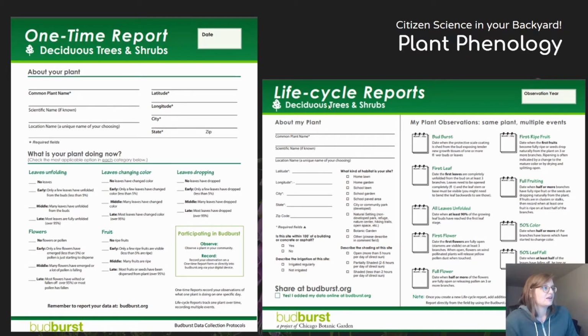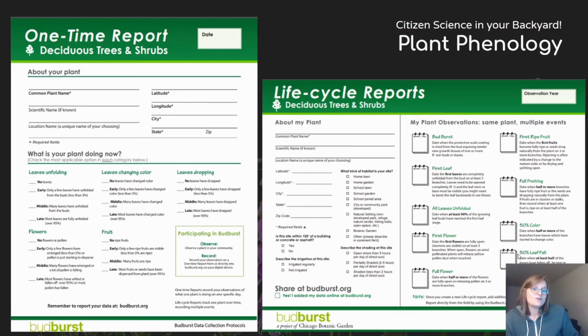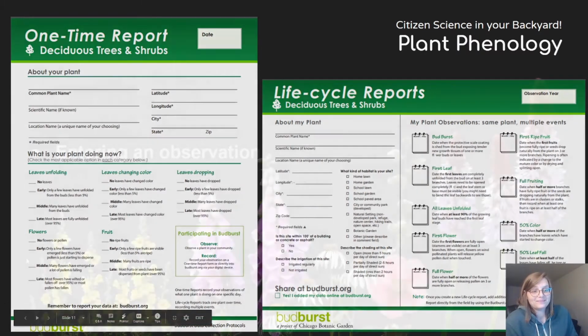You can see here on the life cycle report, you'll definitely hold on to this sheet for a while because they're wanting you to capture the dates of all of these different phenophases, even all the way into the changing of leaves and leaves falling. So again, great if you can be committed to watching your plant through a couple of seasons. You'll definitely get some exciting data if you choose to do that.